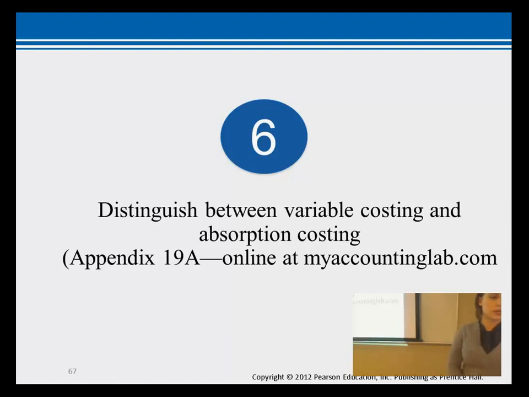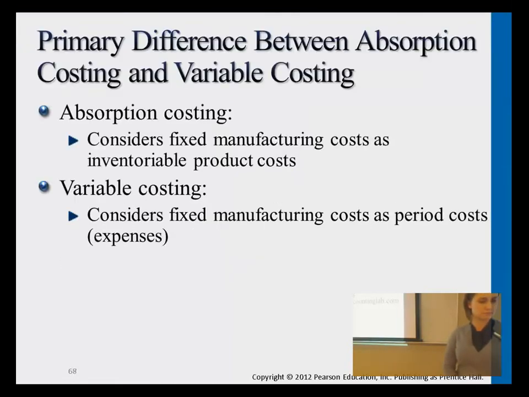Okay, so let's learn how we distinguish between variable costing and absorption costing. Very short, very brief, but I want you to have this concept. Absorption costing primarily differs from variable costing in that absorption costing considers fixed manufacturing cost as an inventoriable product cost, not a period cost, because variable costing considers fixed manufacturing cost as period costs or expenses, right?